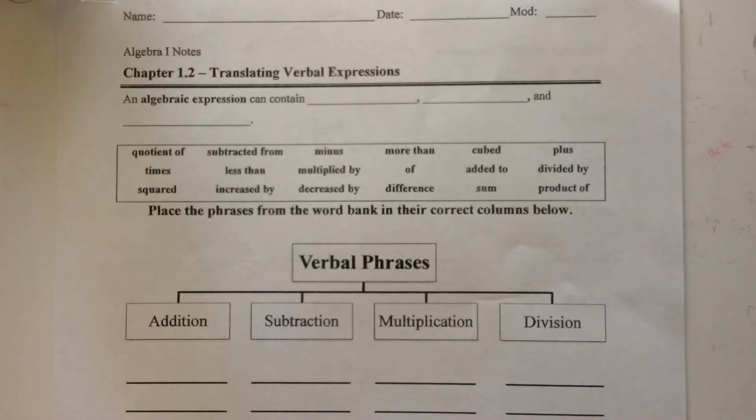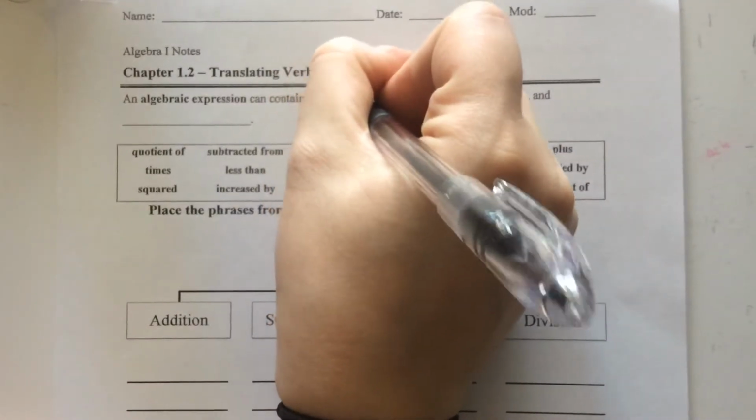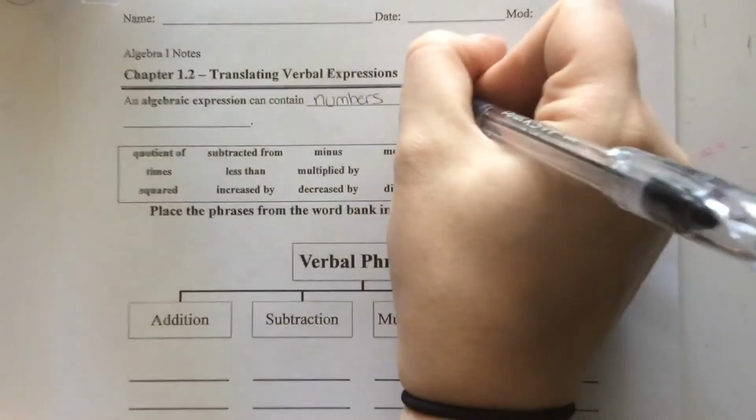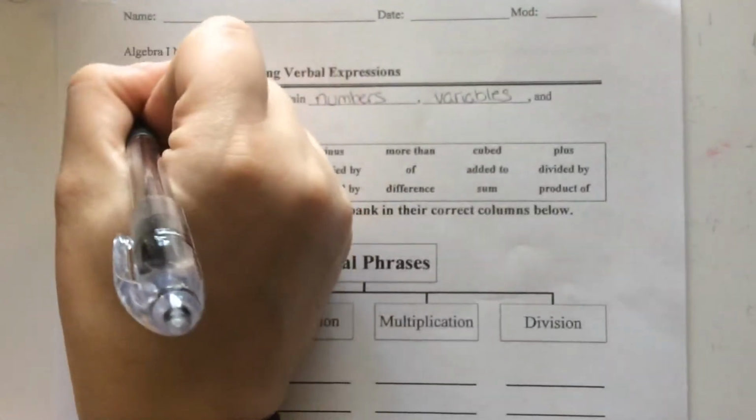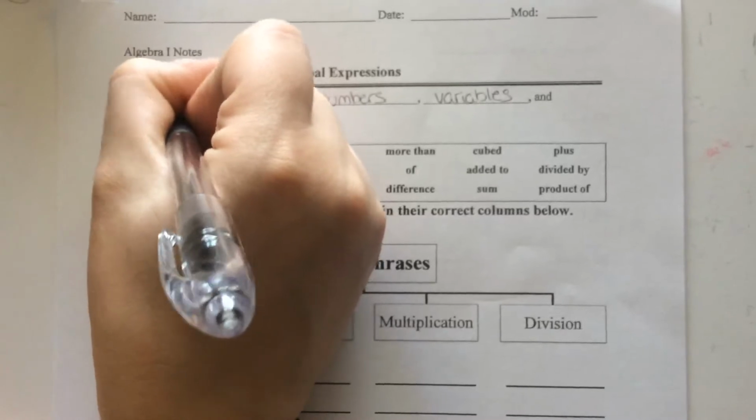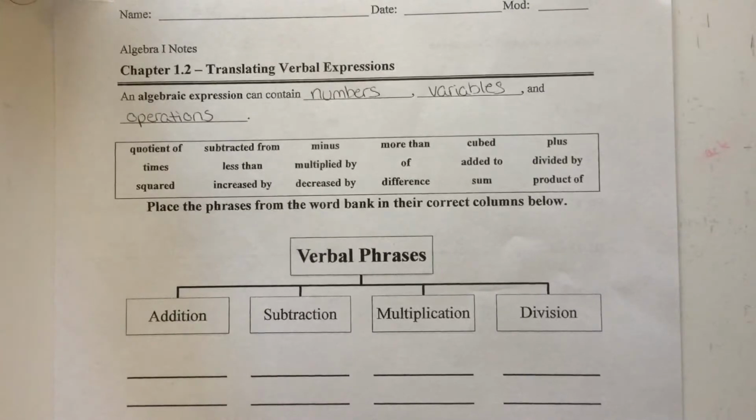What does this mean? Well, first let's talk about what an algebraic expression is. An algebraic expression can contain numbers, variables, and operations. We already know what operations are from the notes we did the previous day. Adding, subtracting, multiplying, dividing. And you can remember that because most of us know the phrase order of operations, and that includes addition, subtraction, multiplication, division. So obviously those are your operations, okay?